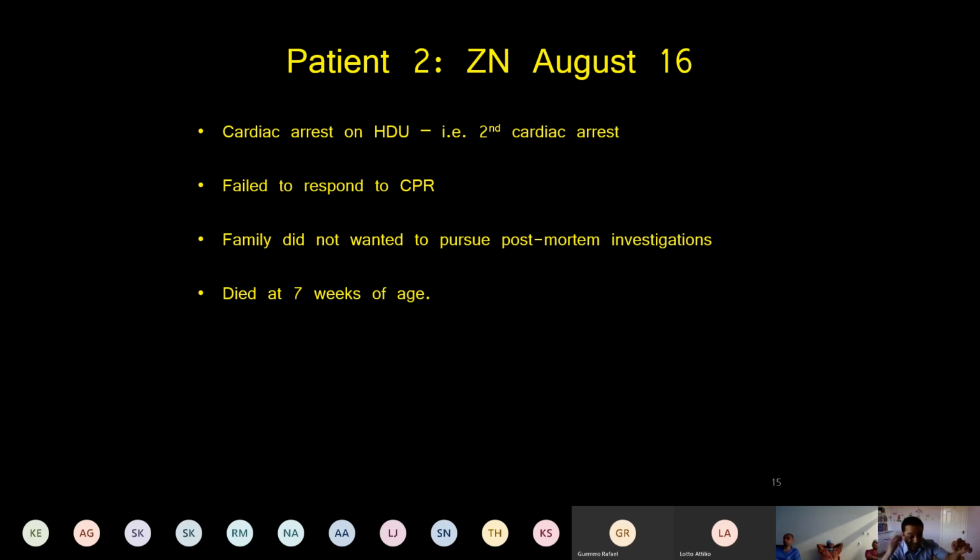So this is Suleika. She went to HDU, and long story short, she had another similar episode, and she didn't respond, and then she died at 7 weeks of age. There was no appetite from the family. Rather, they didn't want to pursue further investigation. So we will never know.